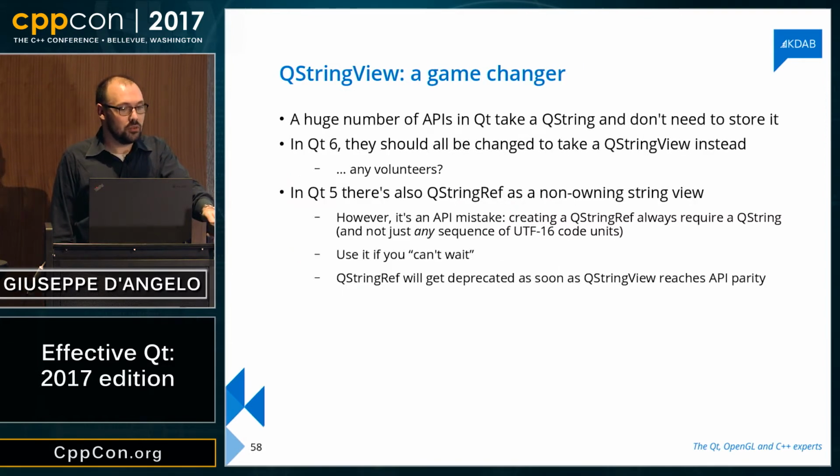So basically, QStringView will be a game changer in Qt, pretty much just like std::string_view is going to be a game changer in all of your C++ APIs. We have a problem, however, which is that in Qt we already have a huge number of APIs that take a QString and don't need to store it. So in Qt 6, in theory, they should all be changed in order to adopt a QStringView.